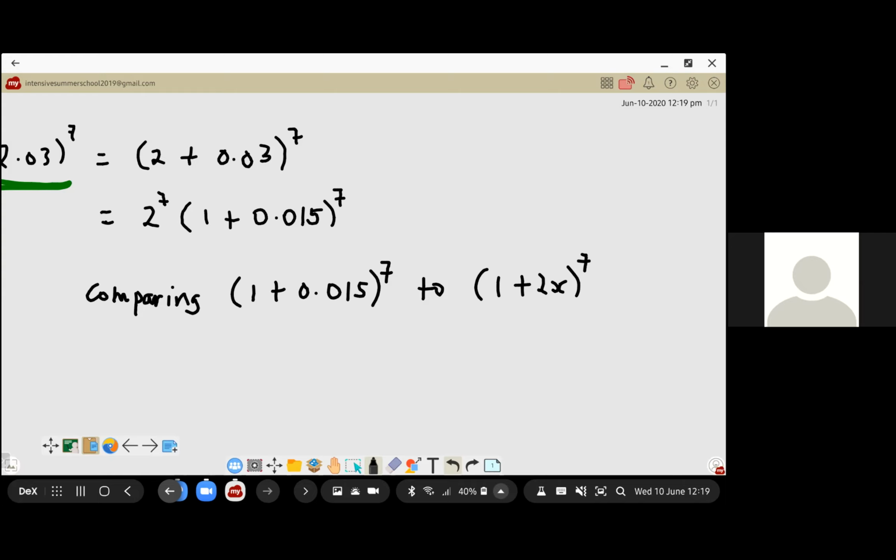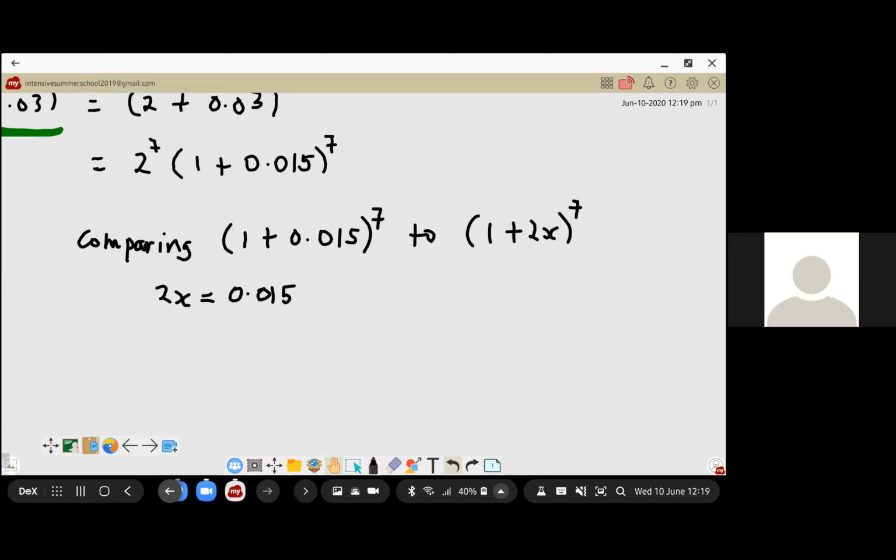Equate 2x to 0.015. Good. So 2x is equal to 0.015. We find x. So x is equal to 0.015 all over 2. And what are we going to get? This will be a calculator. 0.0075. Good. Then we'll come and say put x is equal to 0.0075 into the expansion.